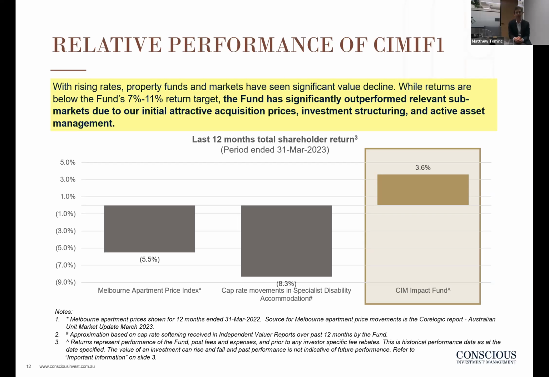So we know that an index of Melbourne apartment prices over the last 12 months was down at least 5.5% based on CoreLogic data, a bit more using other data sources. Well, because we get independent valuations done on all our assets, disability accommodation cap rates were down 8% plus in some cases. So we're really proud of the performance of the fund and specifically the portfolio construction that protected returns on this basis.